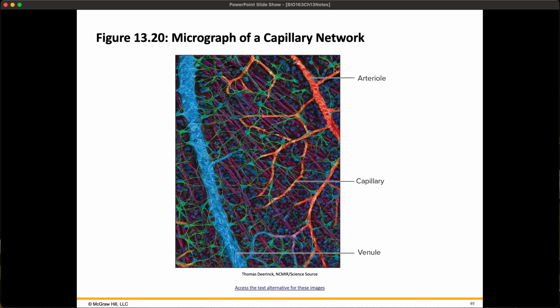This is a capillary network. You can see arterioles moving into the capillaries and how they connect into veins.